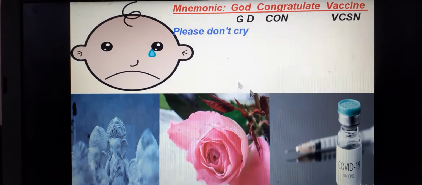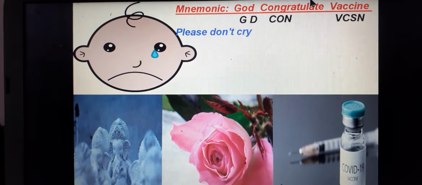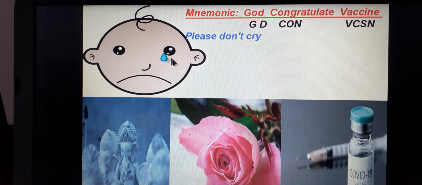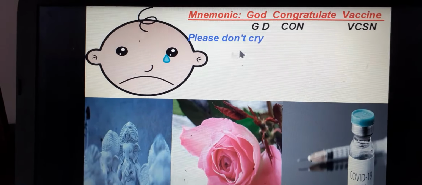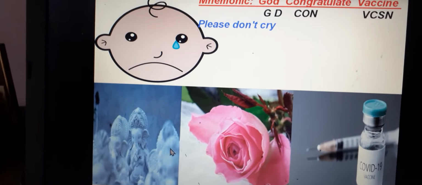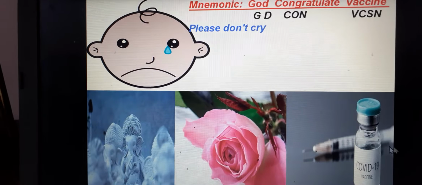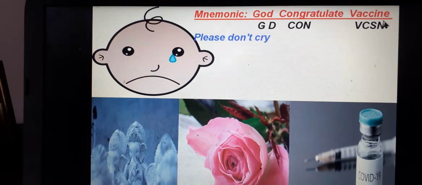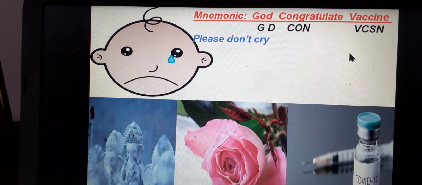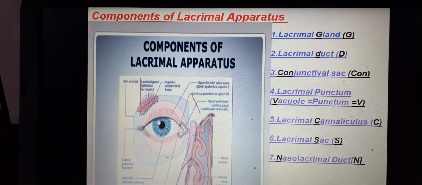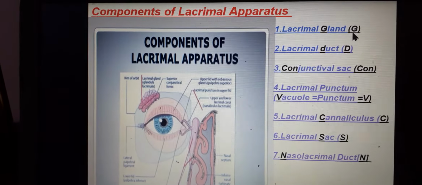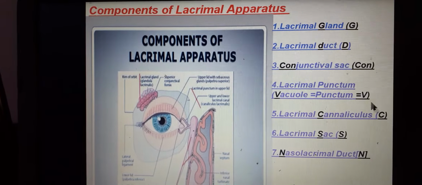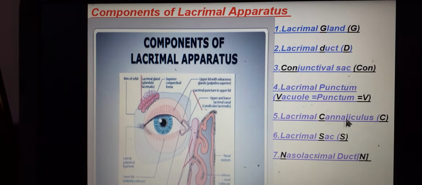So the mnemonic to memorize all the components is God congratulate vaccine. Please give rest to your lacrimal gland. Don't cry. So Lord Ganesha congratulate vaccine. Okay, God congratulate vaccine. So vaccine will save us, so don't cry. This is God, GD, congratulate vaccine, VCSN, vaccine.